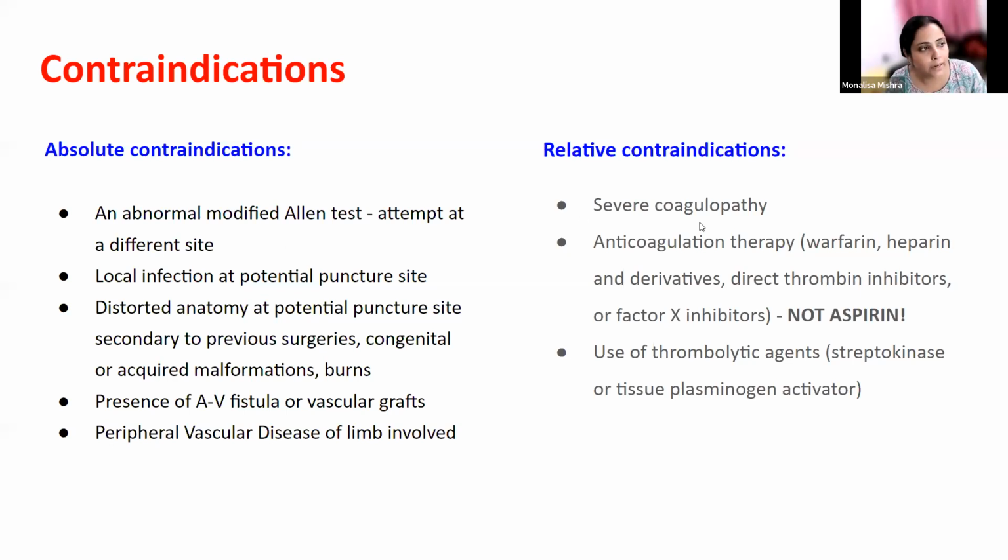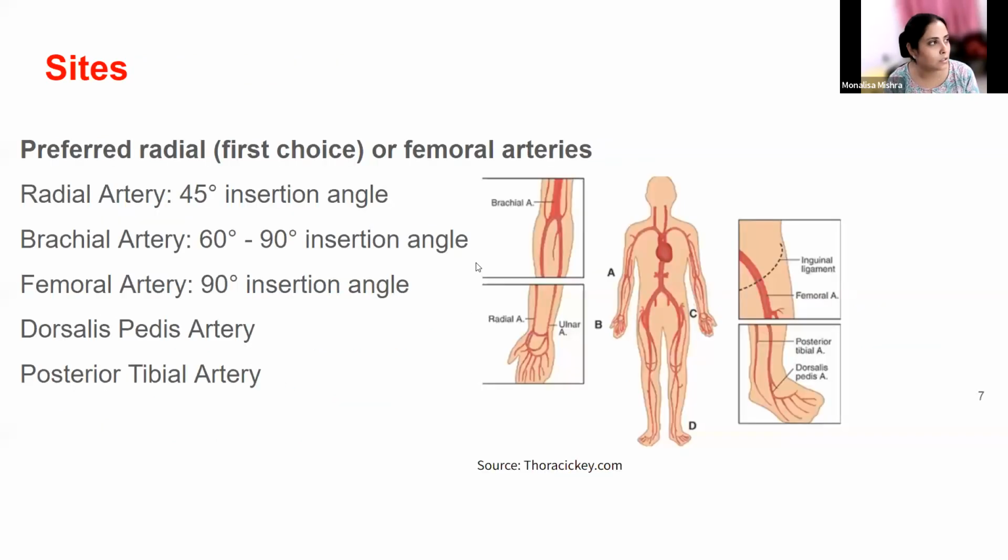There are some relative contraindications also. For instance, if the patient is having severe coagulopathy, or is on heparin, warfarin, or any of these drugs, not aspirin, but other drugs, then the use of thrombolytic agents. If the patient was thrombolized because of a CVA, or because of pulmonary embolism, then for 24 to 48 hours we avoid taking ABGs. So these are the contraindications of doing ABG. Avoid doing ABG in these situations.